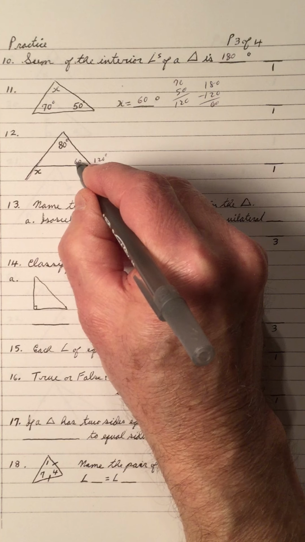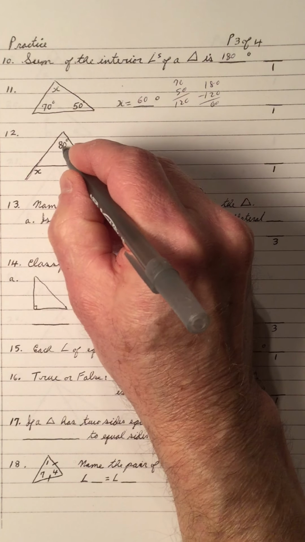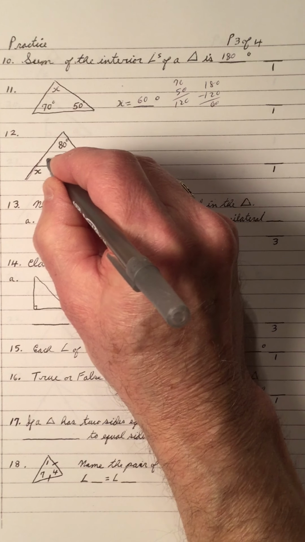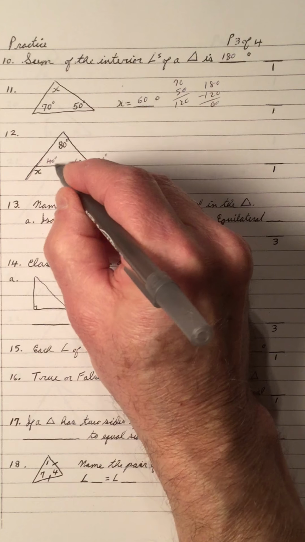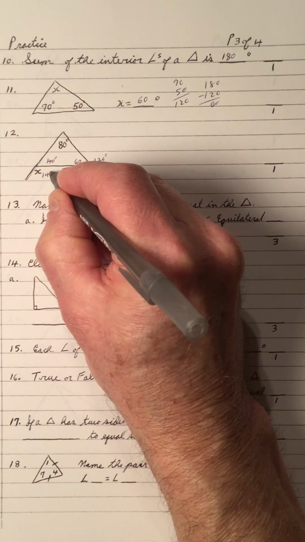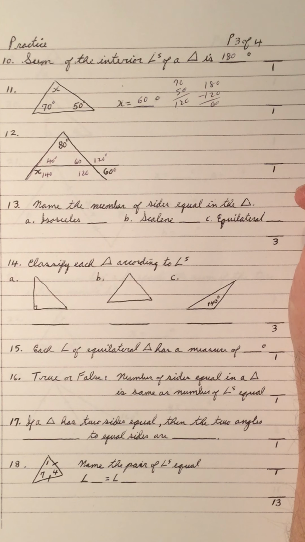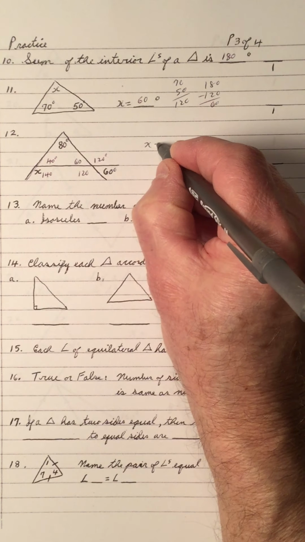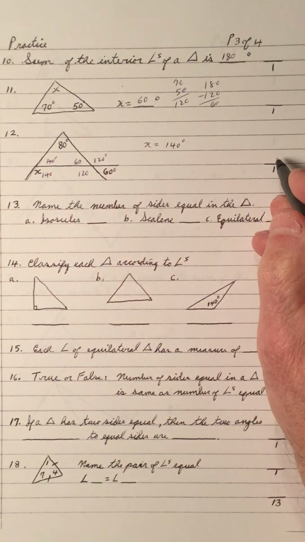80 and 60 gives 140. So this angle here is 40 degrees. 180 in the triangle. And if that's 40, then this is 140 because that's a straight angle. And it had to find X. Oops, I didn't write it in. X is 140 degrees. Find X. I didn't put it in. Sorry about that.